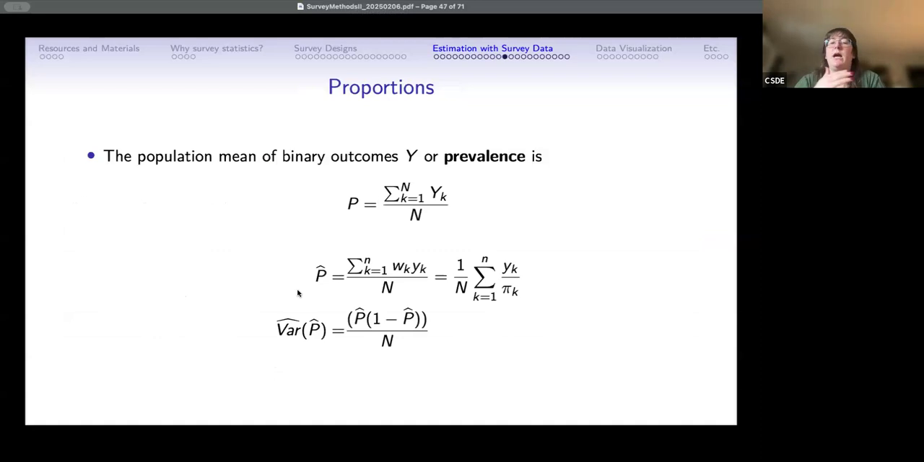To estimate proportions, we've kind of already walked through this in the hypergeometric sense, but to put it in the notation for survey statistics, the real population parameter we're after is big P, and that's the sum over every individual in the population's outcome y_k, which is binary, and then we would divide by the total size of the population. And then just like in standard statistics, we might estimate the variance this way, p hat times 1 minus p hat over n. And if we had information on the finite population correction, as we talked about at the beginning, we would multiply that here.